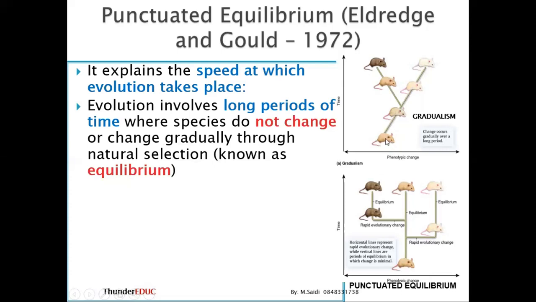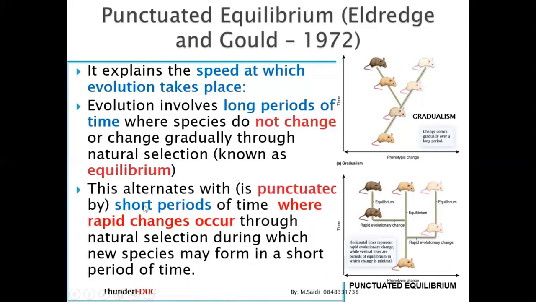Or we can say a period where it changes gradually through natural selection. The period of no change is from this point to this point, because these rats are the same. They are not changing. But if you look at gradually through natural selection, then this is the period you are talking about. During this period, we call it equilibrium.